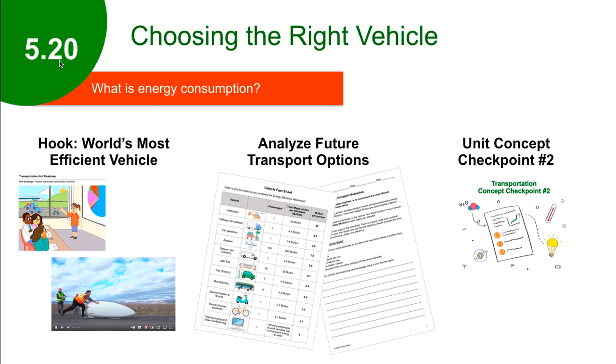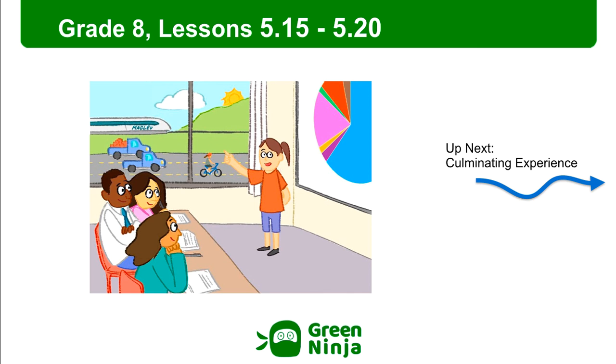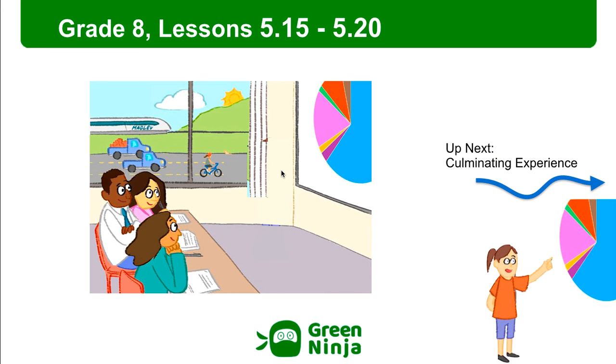In Lesson 5.20, we bring things back full circle. We started the unit comparing the efficiency of different vehicles, and now we're back there again. We use the unit roadmap to relate all of our activities together and watch a brief but inspiring video about the world's most efficient vehicle. If you thought your bike was efficient, you'll love this one. Then students wear the hat of transportation engineer and must recommend the most efficient transportation option for each scenario in the transportation scenarios handout that they get. Finally, students participate in unit concept checkpoint number 2. Our students are finally ready for their culminating experience, and that's up next.